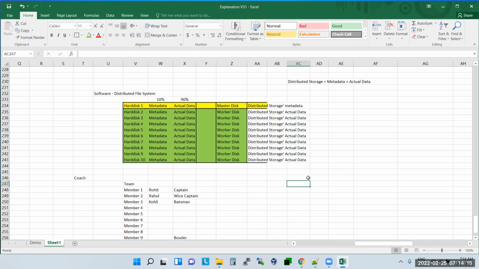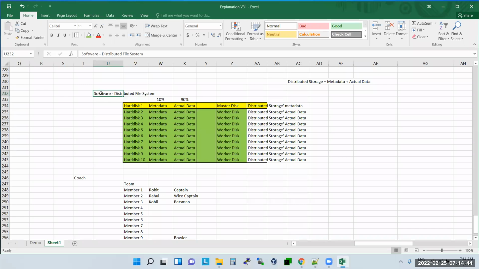Okay, so here, this software is treating this entire thing as one single storage. And what it is doing here? In this, one hard disk is taken as the master disk, and the other hard disks are taken as worker disks. So what is this software doing?